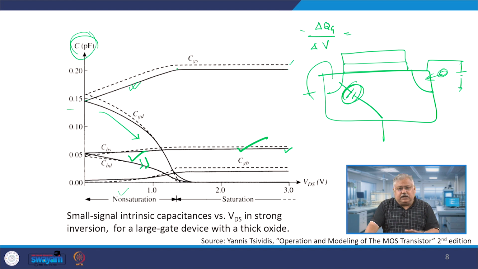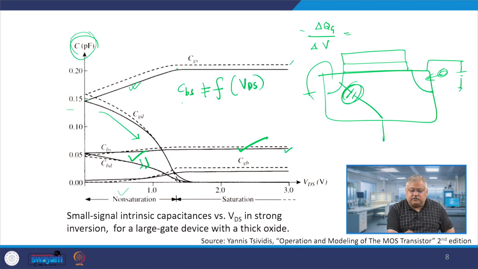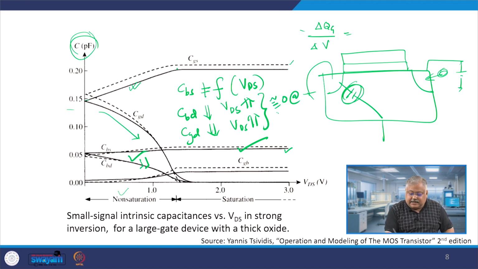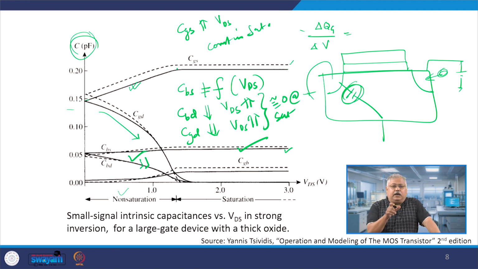So the takeaway from all this discussion is that in saturation the value of your CGD is almost equal to 0 or very low, and CBS is almost independent. Let me write down for you, CBS is, to a larger extent, not a function of VDS, though it is, but from first principles it is not. CBD again goes down with increasing VDS, and CGD also goes down with increasing VDS, and you understand why, both becoming approximately 0 at saturation. And CGS, what happens to CGS? CGS increases with VDS in the non-saturated case and then becomes constant in saturation, right, and that gives you a good idea of how the behavior will be.